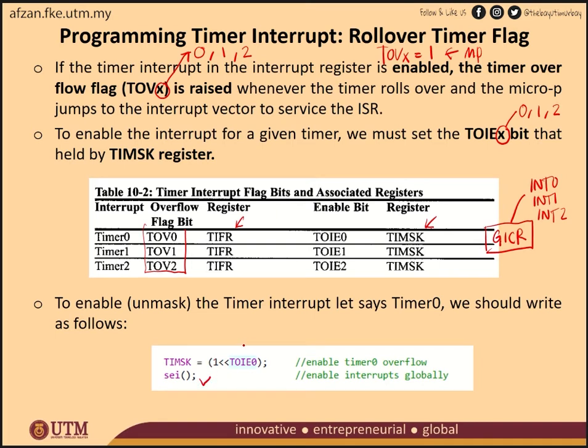Similar to what we learned in the earlier sub-module, to enable an interrupt, you need to enable it at two locations. One at your interrupt register, the other at your status register, which is the I flag. The interrupt register can be divided into two. If you are using the external hardware interrupt, you need to enable it at GICR. If you are going to use the timer interrupt, you need to enable it at TIMSK.